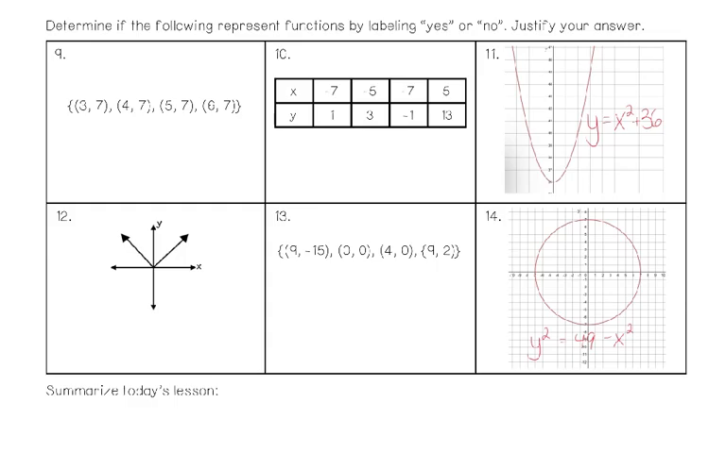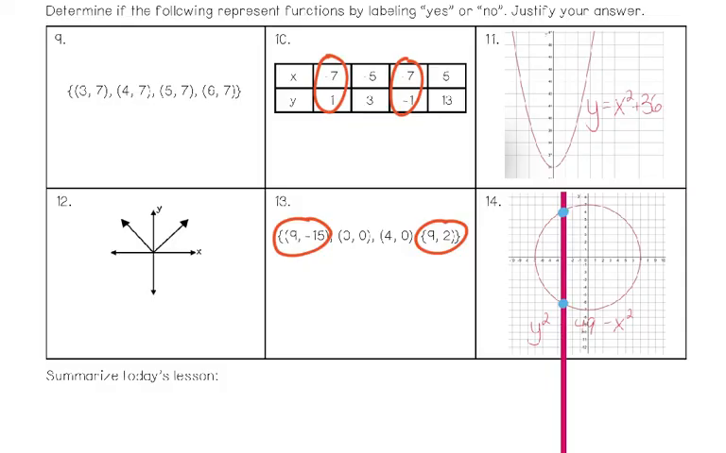All right, the last thing you need to do today is tell me which 3 of these represent functions and which 3 of these are not functions. Go ahead and try this now and press play when you're ready to check. All right, so number 10, 13, and 14 are not functions. They have inputs that have more than one output. And you can see that this graph does not pass the vertical line test because there's 2 points where it intersects on the vertical line.